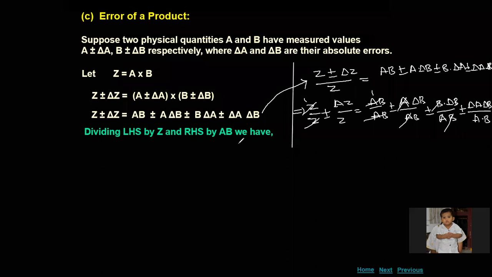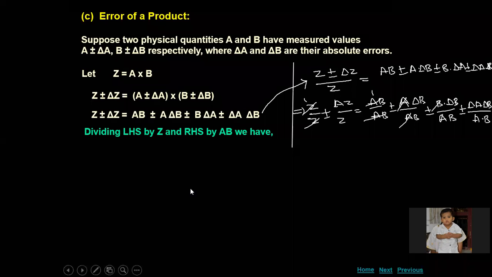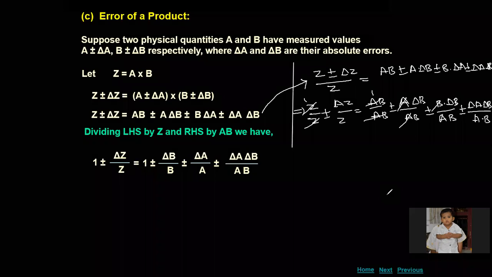Now, the next step, if we see, 1 plus or minus delta z by z is equal to 1 plus or minus delta b by b plus or minus... oh, somewhere it is going wrong. Here it is delta a. I made a mistake while writing this. Here in the third term delta a is there. So b is cancelled out, we will get delta a by a, and delta a into delta b by ab.